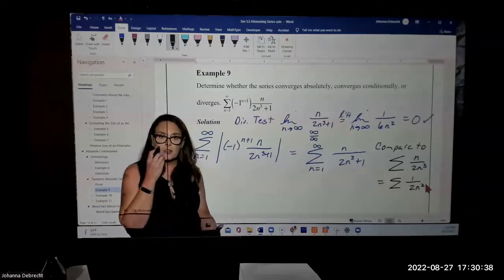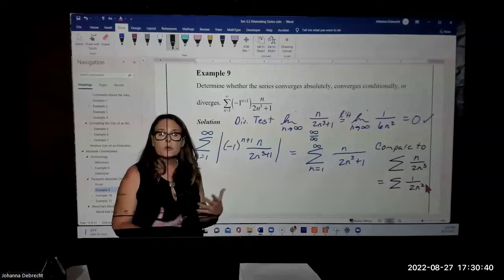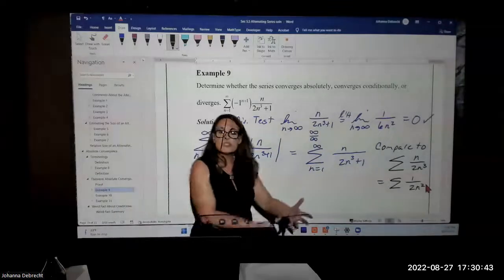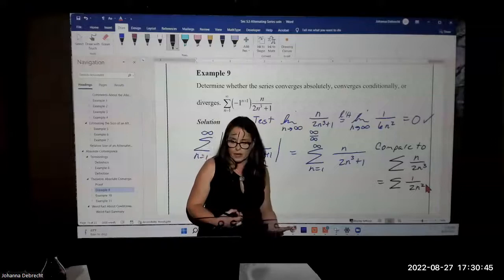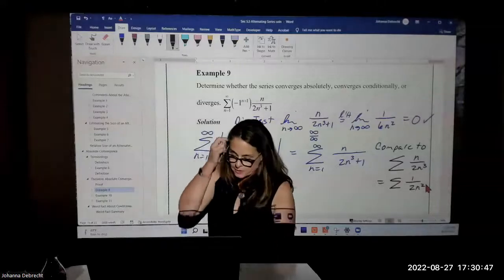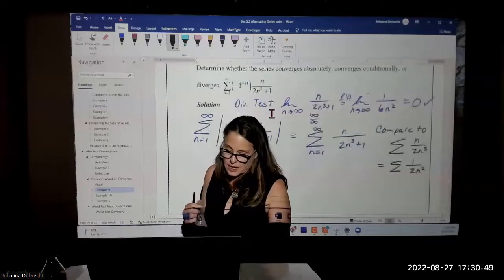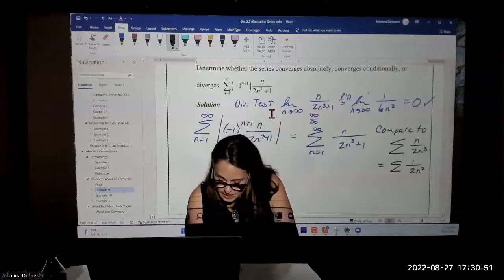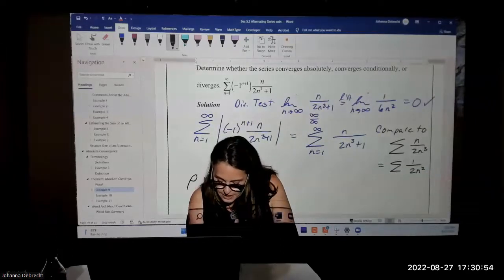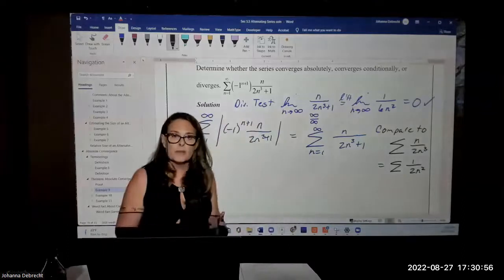And we know they converge because p is 2, which is greater than 1. So we know it converges, so we know we can take out that 1/2. So I'm going to compare this one now using the limit comparison test. And remember, with the limit comparison test, you're looking for the value of rho.